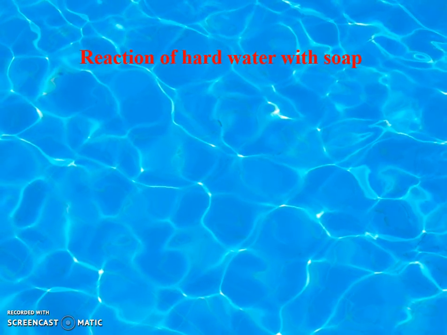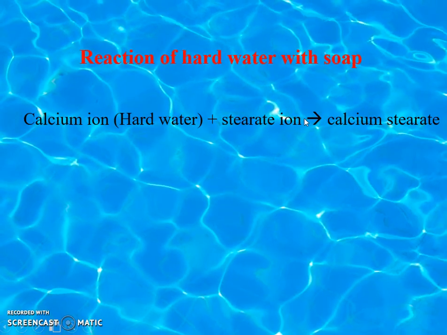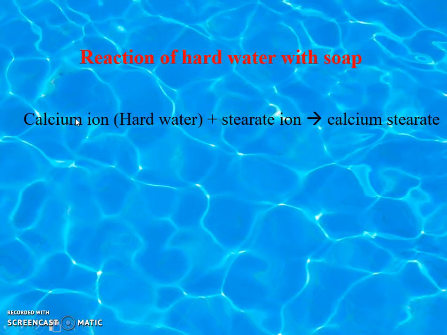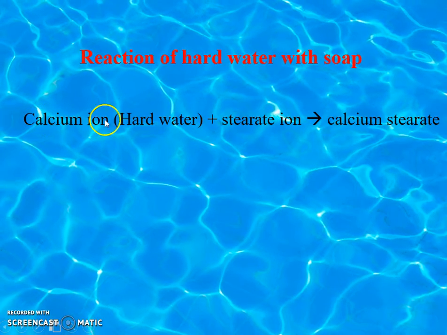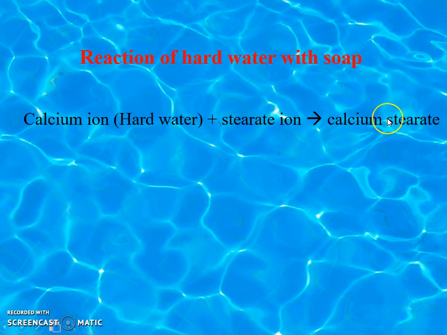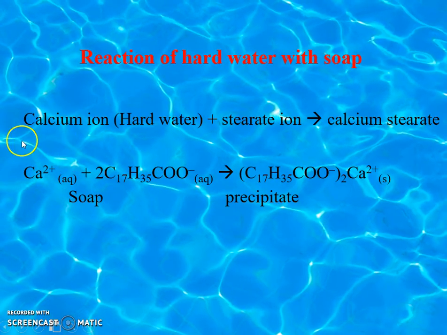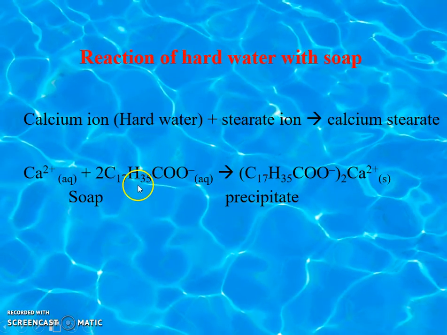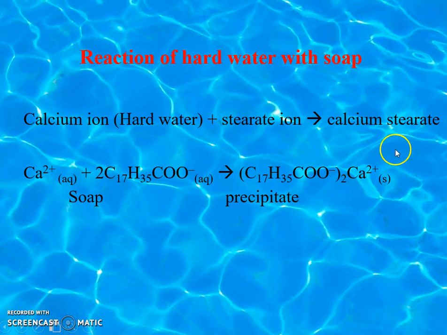Let us see the reaction of hard water with soap. As you know, soap is stearate ion, or you can say they are fatty acids. But hard water contains calcium ions. When such hard water reacts with the stearate ion, it forms calcium stearate, and this calcium stearate is nothing but the precipitate. So this is the formula: calcium ions present in hard water, and the soap, and this is the precipitate of calcium ions, that is calcium stearate.